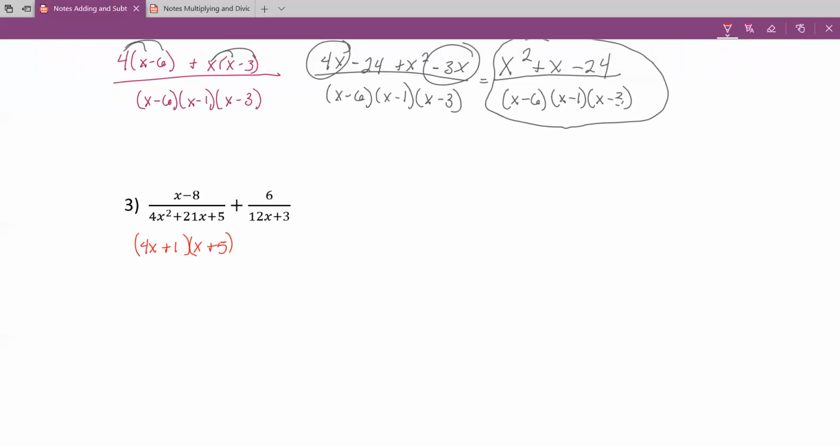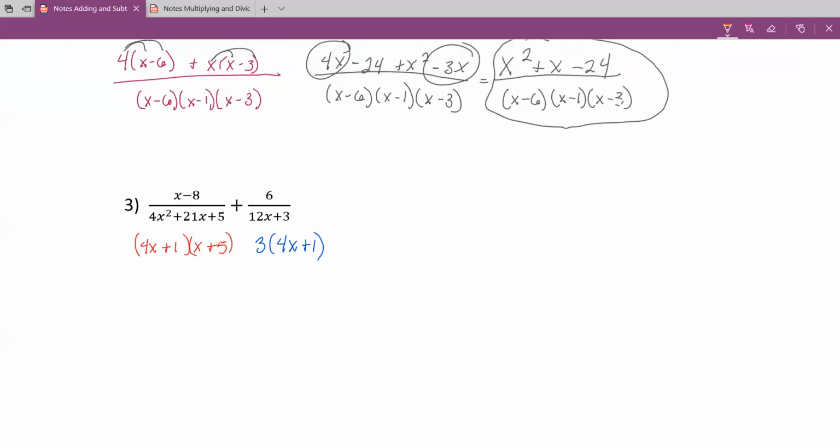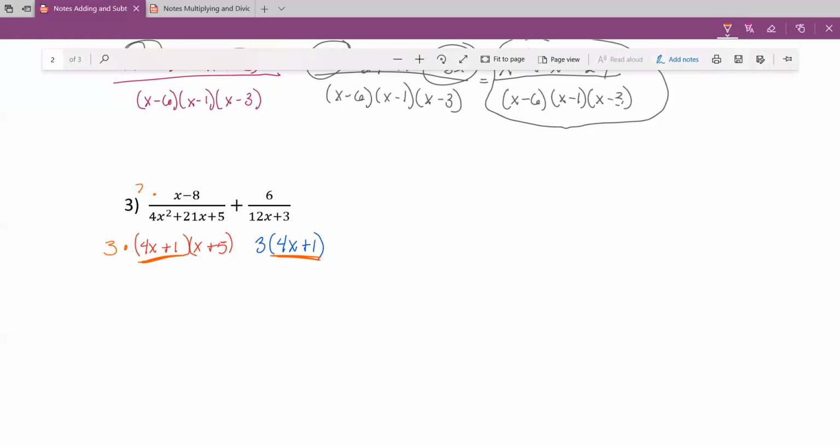And then for the second one, I can pull out a 3, and then I have 4x plus 1. So both denominators have a 4x plus 1. But the first one's missing the 3 from the second, so I'm going to multiply top and bottom by 3. The second one, the blue denominator, is missing my x plus 5, so I need to multiply top and bottom by x plus 5.